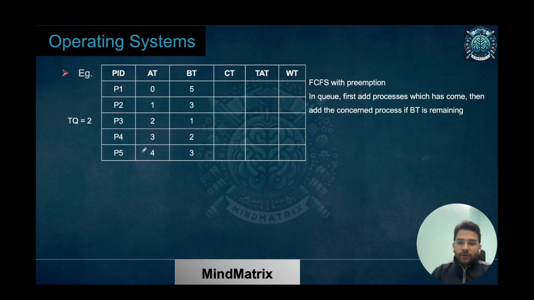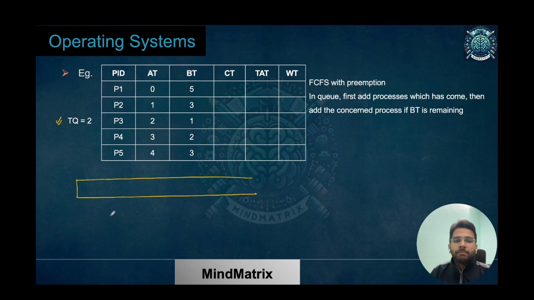Now let's solve one question based on round robin scheduling. So we have here five processes given to us. Time quantum value is given to us, that is 2 units of time. Burst time and arrival time are given. We need to find the completion time, turnaround time, and waiting time for all these processes. So carefully understand this, because round robin is very important. And if you understand this one example, you will be able to solve any other question based on round robin, I can say for sure.